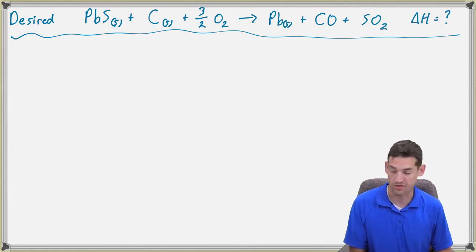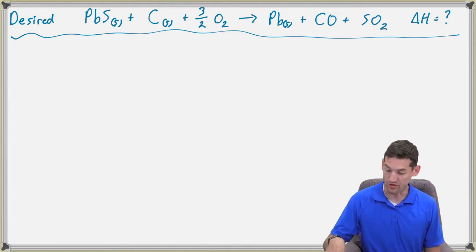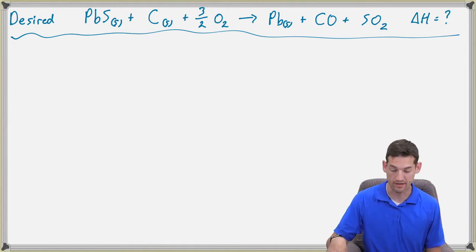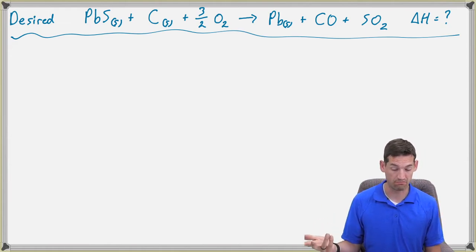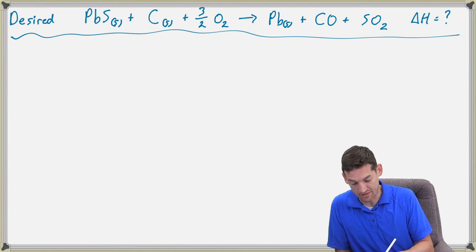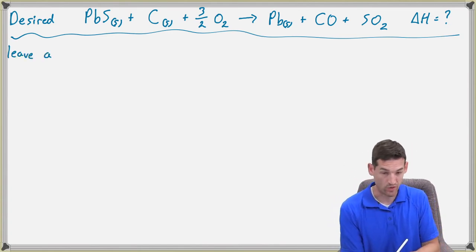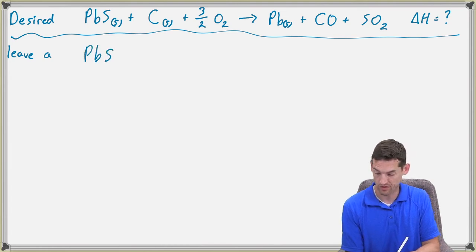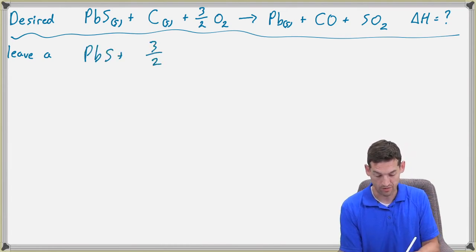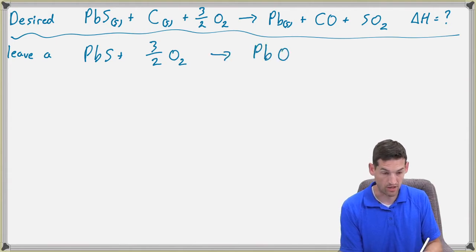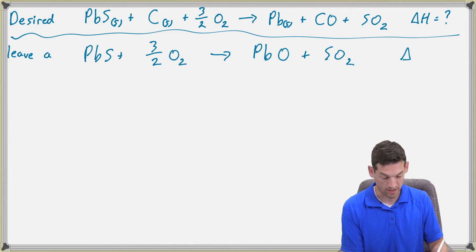I want lead sulfide. So the only one with lead sulfide is reaction A, and it's the right number, and it's on the right side. What I want. So I just leave it. Leave A completely alone. Write it down. Lead solid plus 3 halves O2 comes lead oxide plus sulfur dioxide. I left it alone, so the delta H is negative 430.